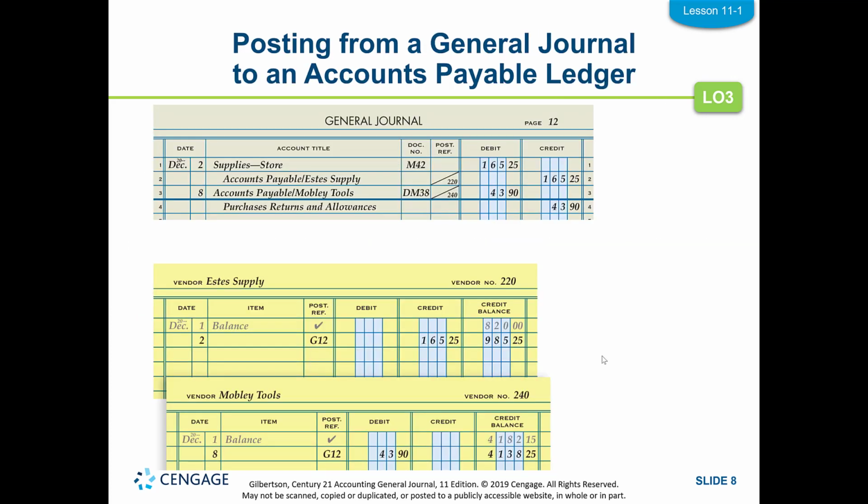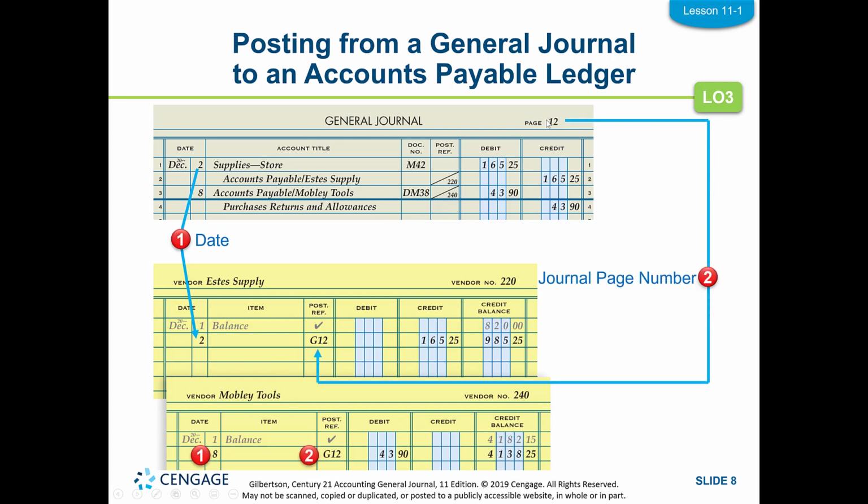So next thing we'll do is take a look at posting, and we're going to post this from our general journal to our accounts payable ledger. Now this is our accounts payable ledger. We can tell this because it says vendor number instead of account title. So we're going to go ahead and post. First thing we'll do here is get the date. We'll put the date of the second, and it's going to have G12 because it's standing for General Journal page 12.